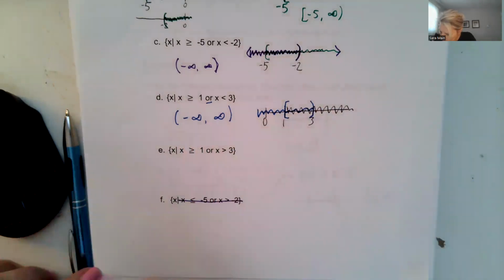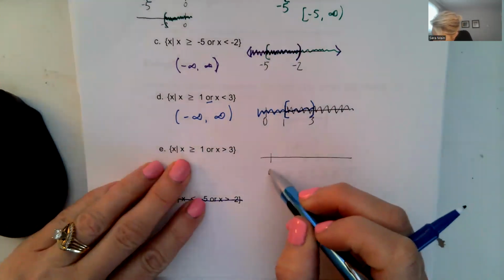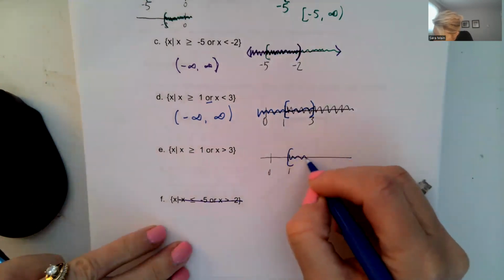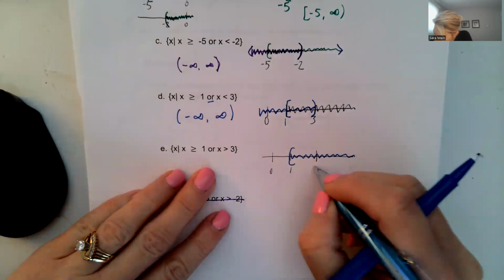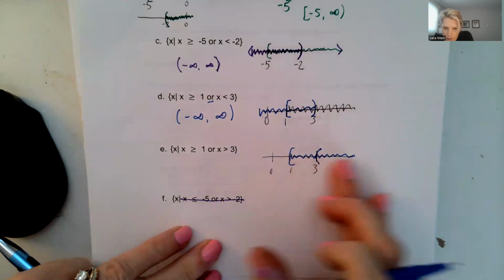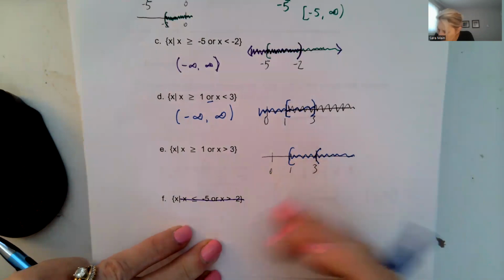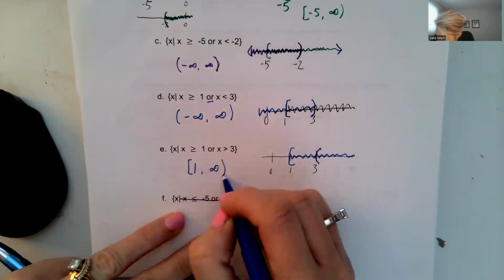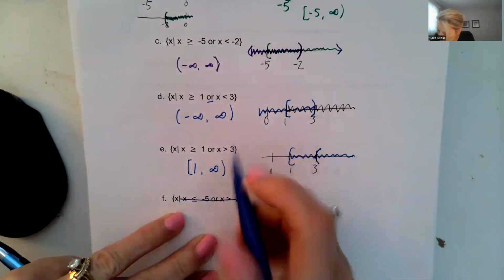Letter E. Again, we're going to draw our number line. We again have greater than or equal to 1, or greater than 3. So it's including everything greater than or equal to 1. All of the inequality for 3 is included in there. So we're going to use the greater than or equal to 1 because it's an OR, we're including both.